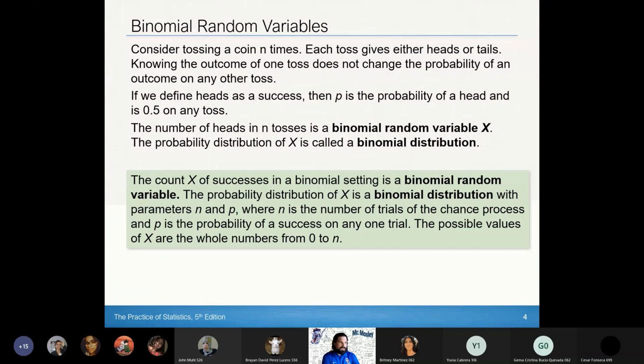If each trial consists of 5 tosses of a coin, then I have possible values of X from 0 to 5: 0, 1, 2, 3, 4, 5. I can't have more than 5 successes in any given trial because I'm only flipping the coin 5 times. So that's what that 0 to n represents.